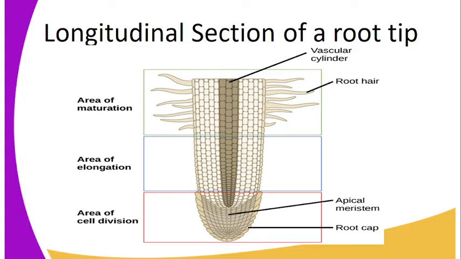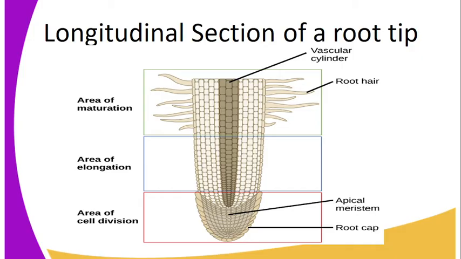In the region of maturation, we have the phloem. The function of the phloem is to transport what? Manufactured food. And then we also have the xylem that transports water and mineral salts. So in the region of maturation, cells here are specialized to perform a specific function.